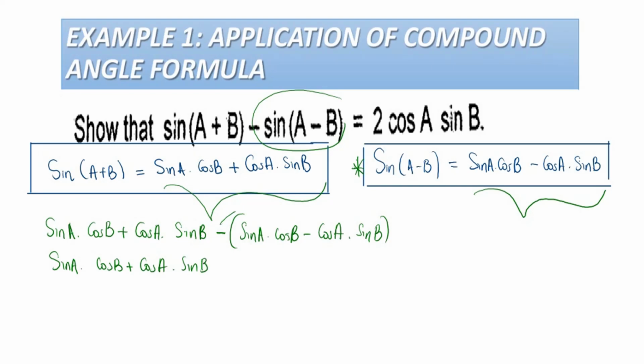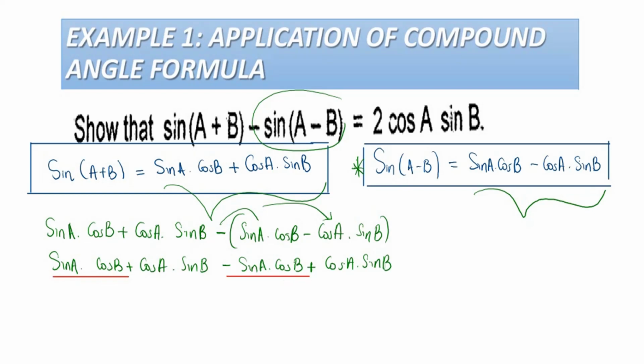We're going to multiply the negative inside. It's negative sine A times cos B plus cos A times sine B. Okay. We are going to add your like terms. So we've got sine A cos B. So we see sine A and cos B. We're going to add those together.